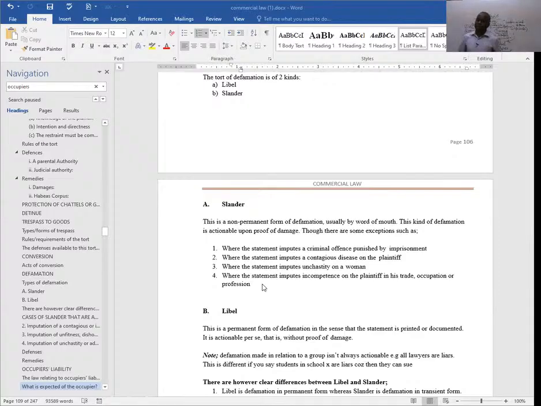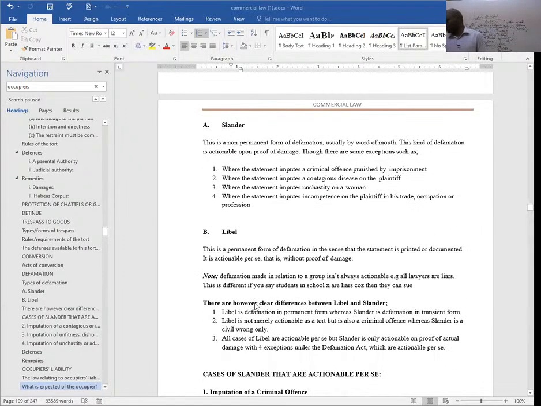So what are the differences between the two, or what have you been able to note as the difference between the two? Number one, libel is defamation in a permanent form, whereas slander is defamation in transient or non-permanent form. Libel is not merely actionable as a tort, but it is also a criminal offense, whereas slander is a civil wrong only.